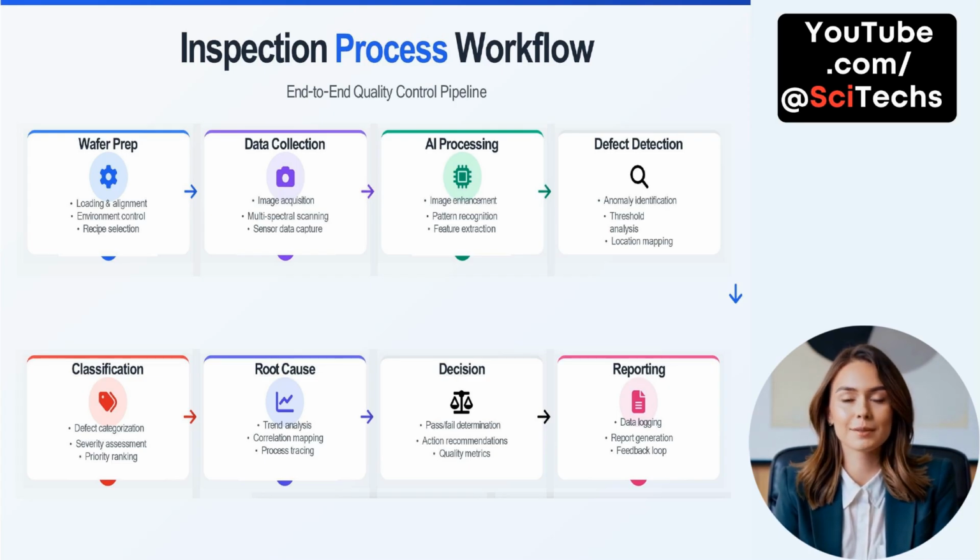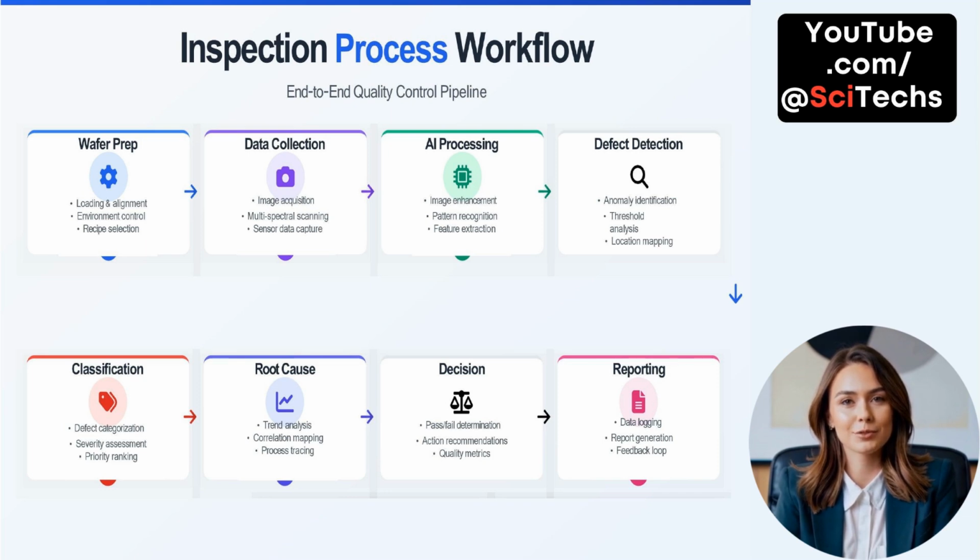inspection data. In the AI processing stage, this data undergoes image enhancement, pattern recognition, and feature extraction using advanced algorithms. Defect detection then identifies anomalies by performing threshold analysis and mapping their exact locations. In the classification step, defects are categorized based on type, severity is assessed, and priorities are ranked accordingly.